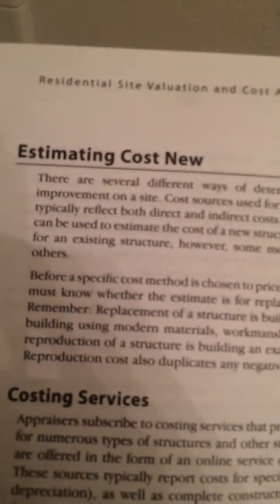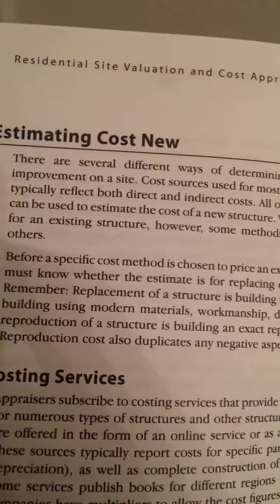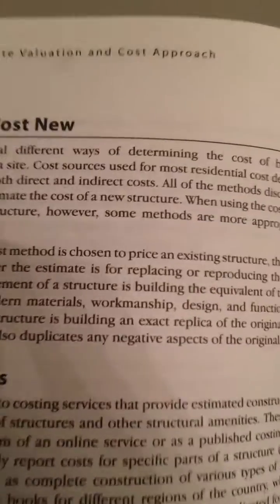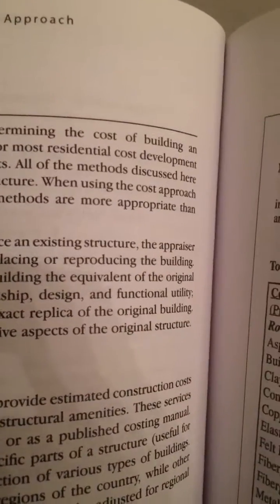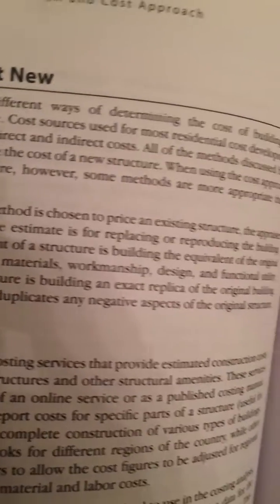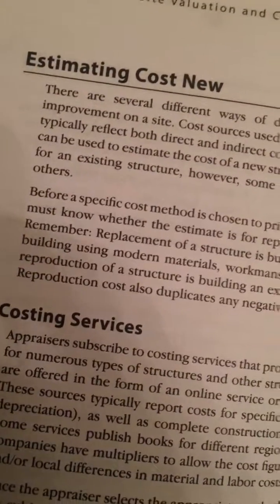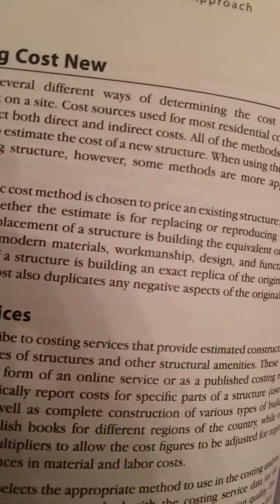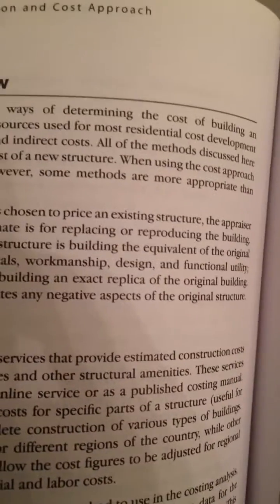Residential Site Valuation and Cost Approach, page 72. Estimating costs new. There are several different ways of determining the cost of building an improvement on a site. Cost sources used for most residential cost development typically reflect both direct and indirect costs.